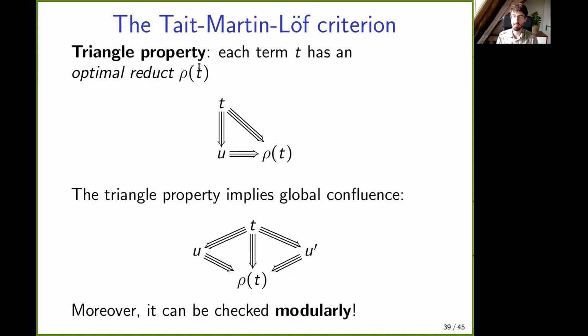Now, obviously, it doesn't always hold for an arbitrary set of rewrite rules, but at least it's something that can be checked, and moreover, it can be checked in a modular way. So if we can just run this check for the rewrite rules given by the user, then we can ensure global confluence in that way.